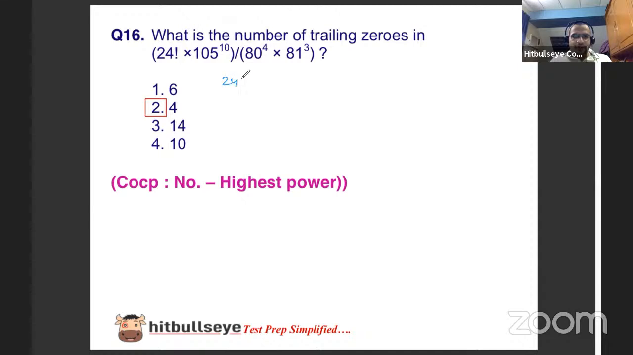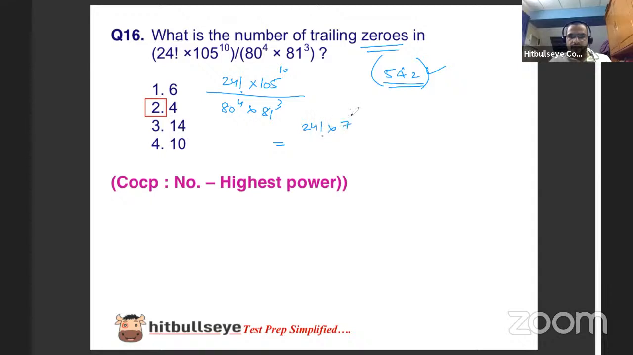So 24 factorial into 105 raised to the power 10 divided by 80 raised to the power 4 into 81 raised to the power 3. The point is the same. When we talk about zeros, it will be about fives and twos, so the focus stays there. But before we go there, let's try to simplify this, right? So can I write this 105 as a multiplication of 7 into 5 into 3? 35 3s are 105.